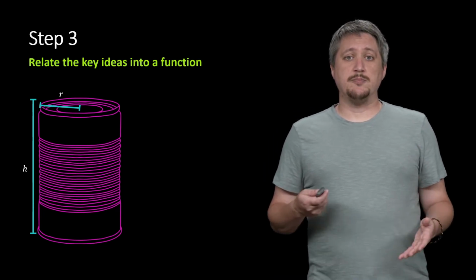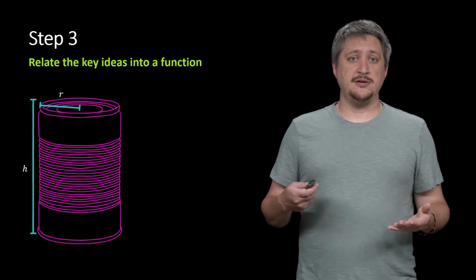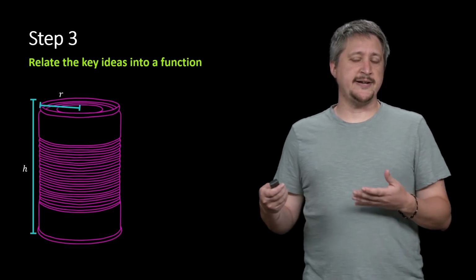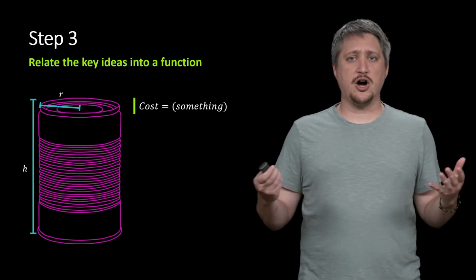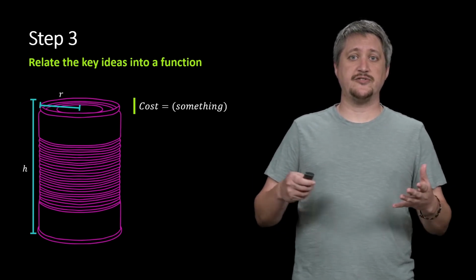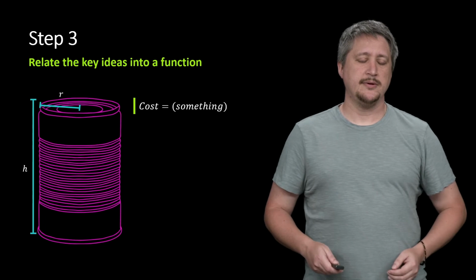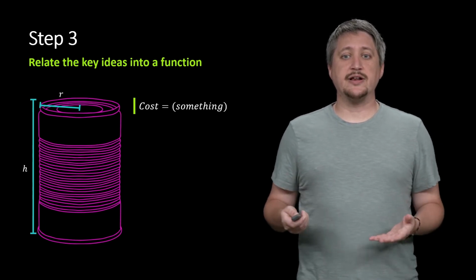Step 3, we want to put this into some sort of primary function, right? We want to relate the key ideas into a function. So we know that we want cost to be our output. So we need some sort of cost equals a thing, right? But we're going to need a formula for this.